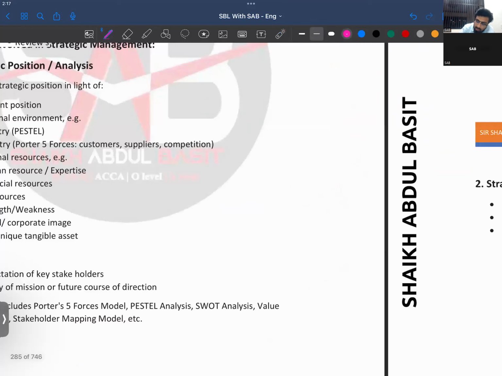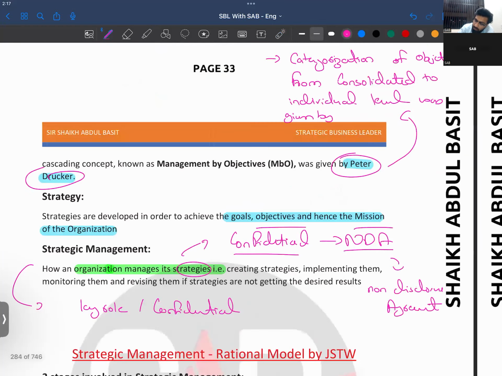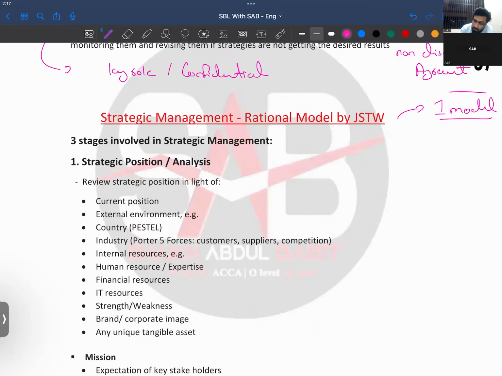Now, there's one model. What's that? That's strategic management. Right? Now, three stages are involved in strategic management. And what are they? First, you have to analyze your strategic position.